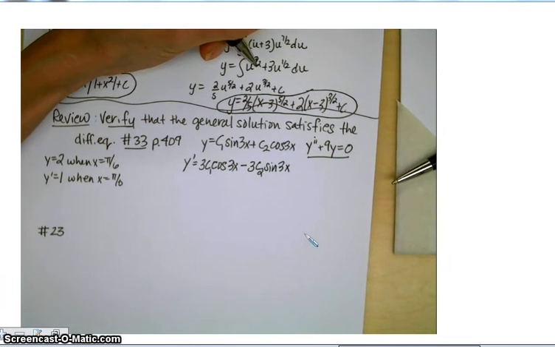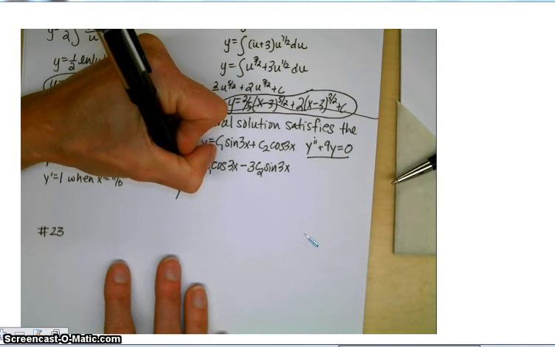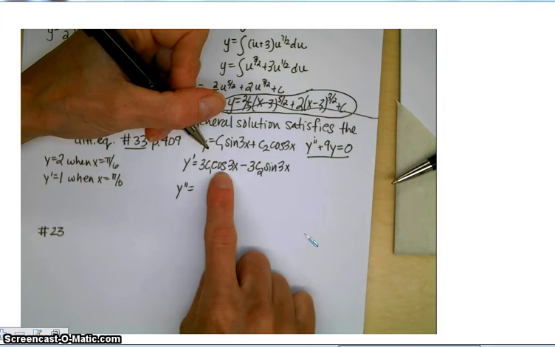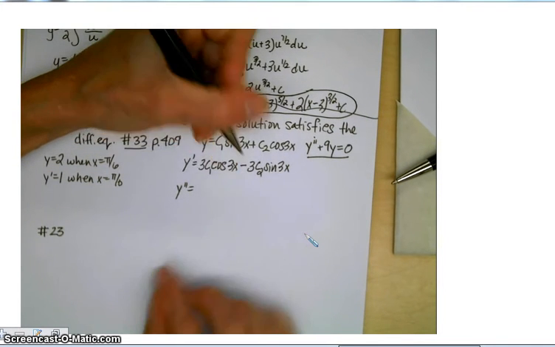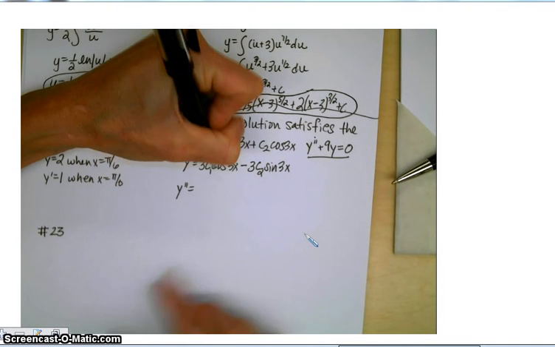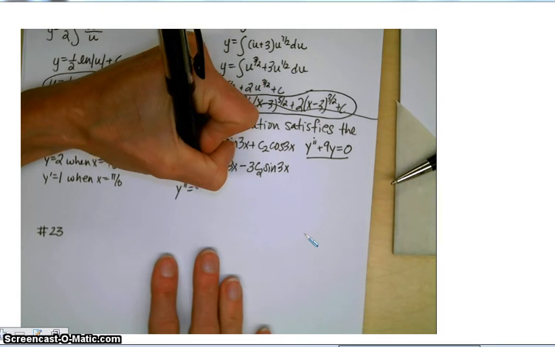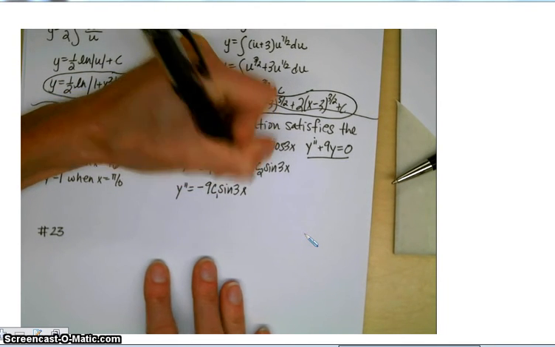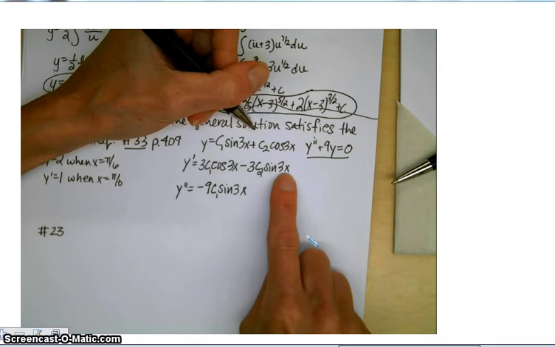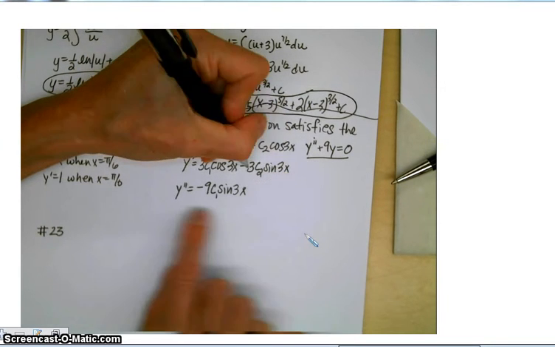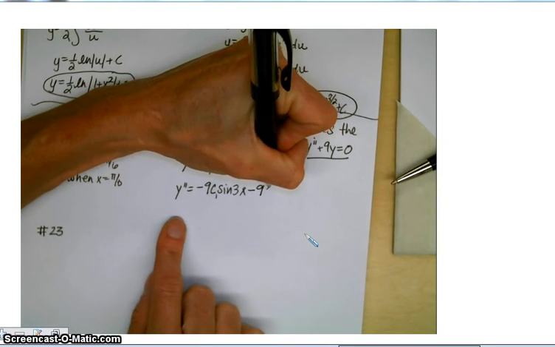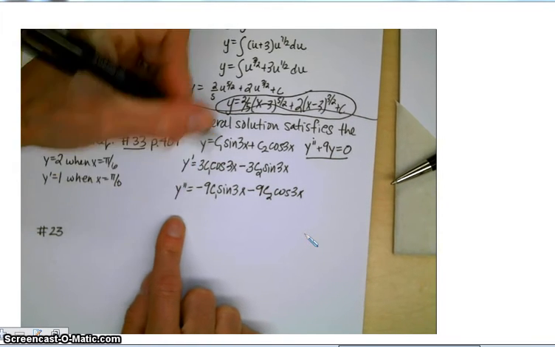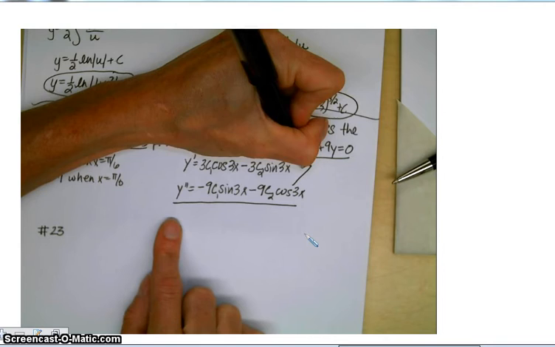So for my second derivative, the derivative of cosine of 3x is negative sine of 3x times the derivative of 3x using the chain rule. So that 3 will be multiplied by the 3 here. I'll get negative 9c1 sine of 3x. The derivative of sine of 3x is going to be 3 cosine of 3x, so that'll make negative 9c2 cosine of 3x.